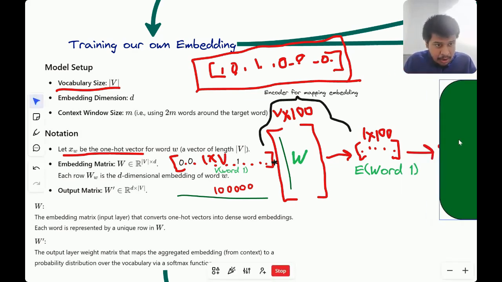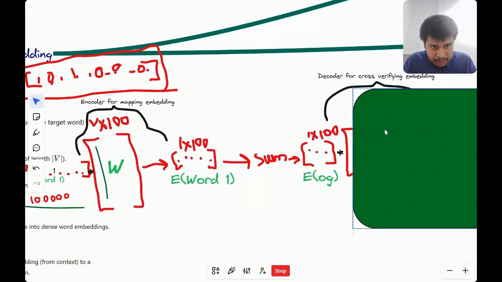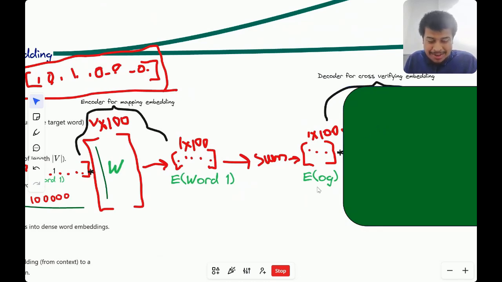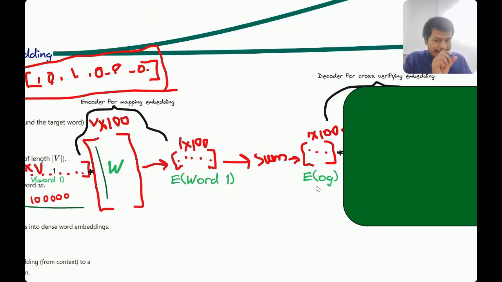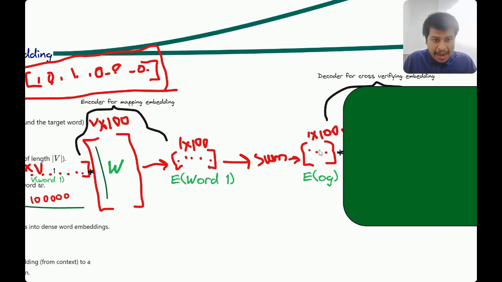And then what do we get? We get the OG embedding, that is the aggregated embedding. I call it OG because it is a sum of the embeddings of all four context window words together. So all of the 100-dimensional row matrices would be added.